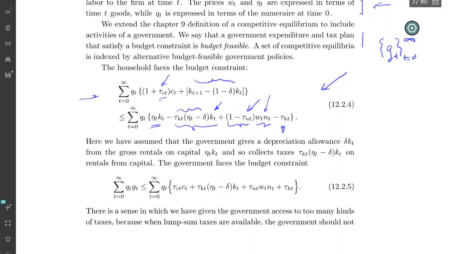And then the government faces this budget constraint. The present value of government expenditures is less than or equal to the present value of its tax revenues. So it taxes consumption, it taxes rental rates on capital after a depreciation allowance, and it taxes labor, and then it has a head tax.